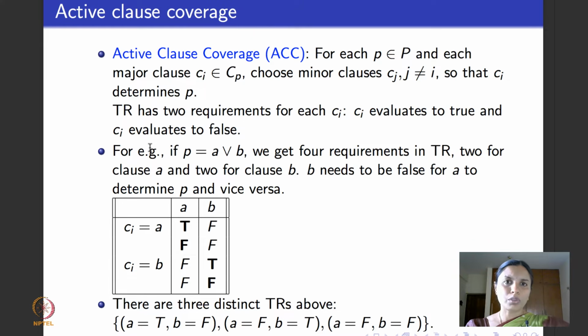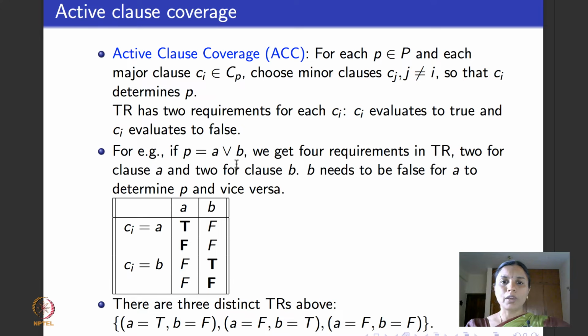Just to repeat what I told you in a different style, I have a predicate P. The predicate P has several clauses. I fix one clause that I want to focus my attention on. Let's say clause Ci. I call that the major clause. Now, the rest of the clauses are all minor clauses. I make them take values in such a way that this major clause Ci determines P. Now, my TR for active clause coverage says that you make this major clause Ci true once, and then you make the major clause Ci false once. Is it clear? So here is the same example.